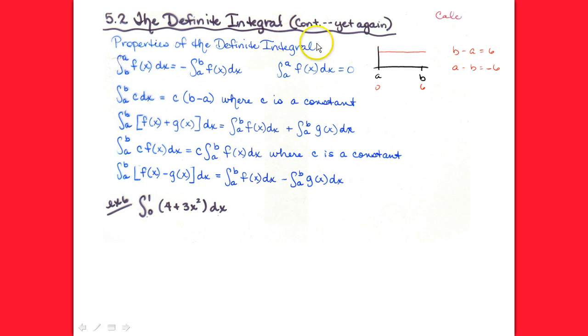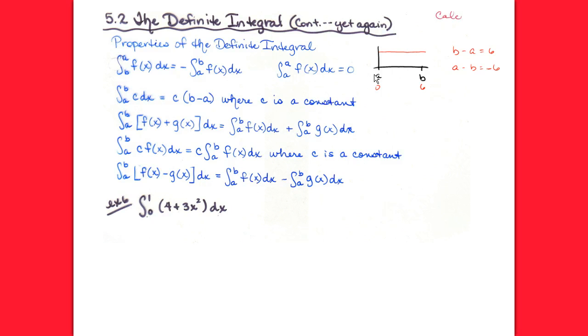The second property that they give me says the integration from a to a of f of x dx is equal to 0. The idea there is, if you start at a and you stop at a, how much area did you cover? 0. So that's why the area under that curve would be 0.